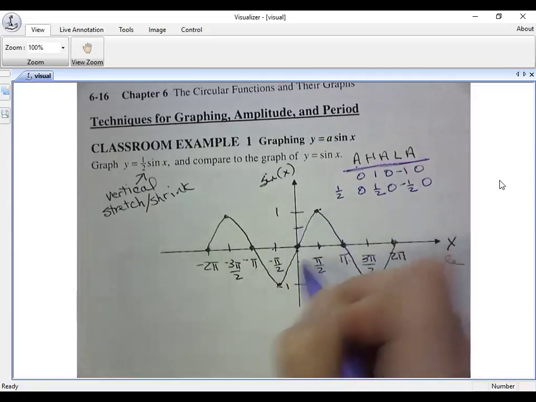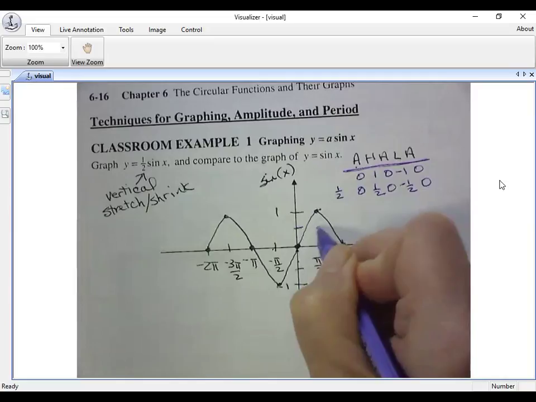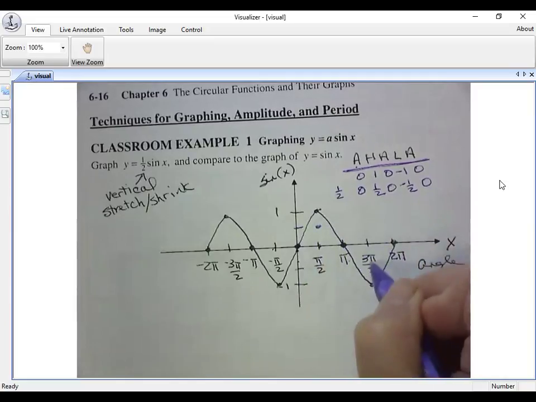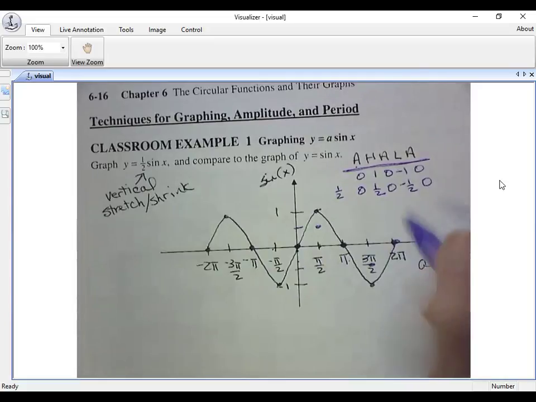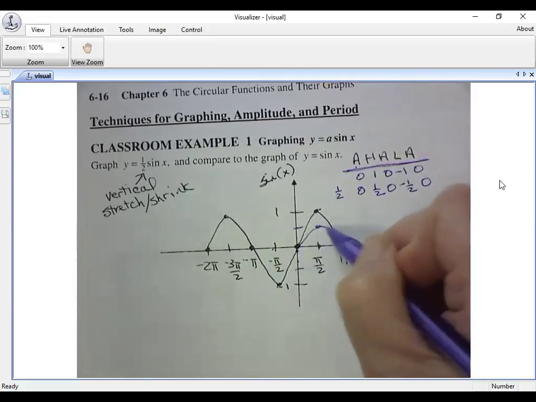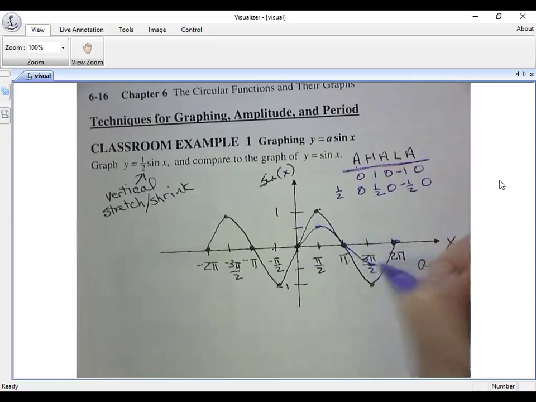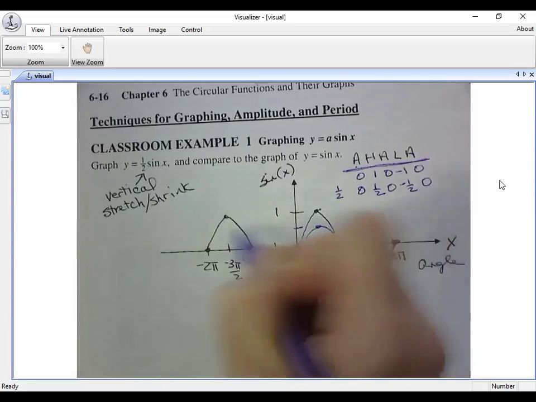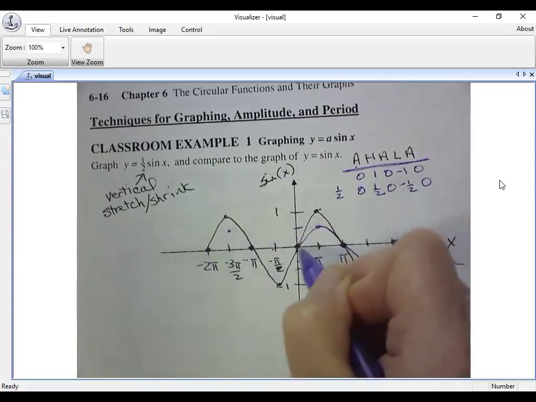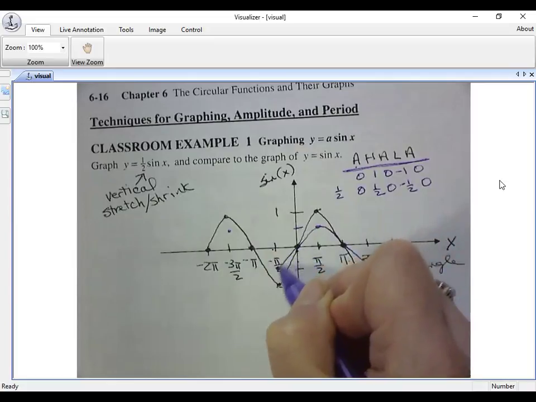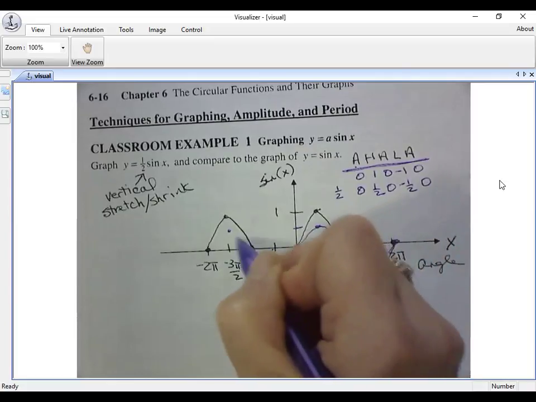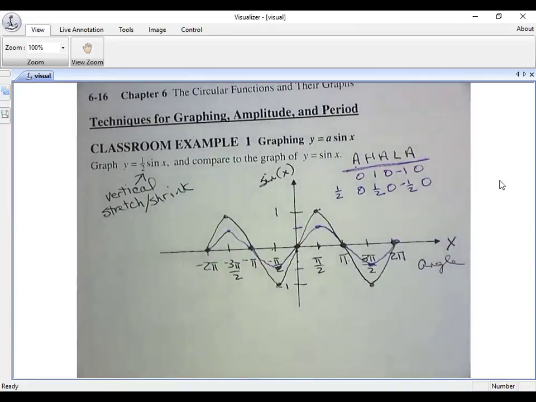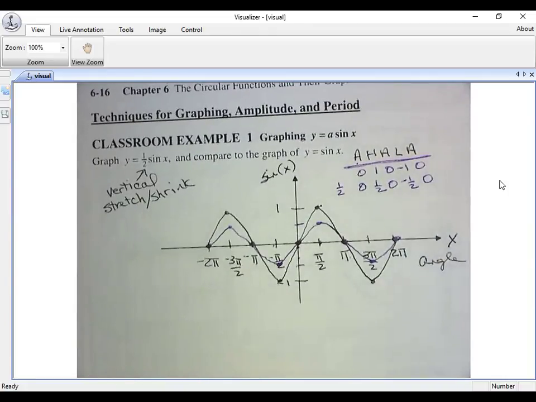So all I have to do is this. Hence the vertical shrink. Does that make sense? Okay? So that gives us the ability to kind of look at these simultaneously.